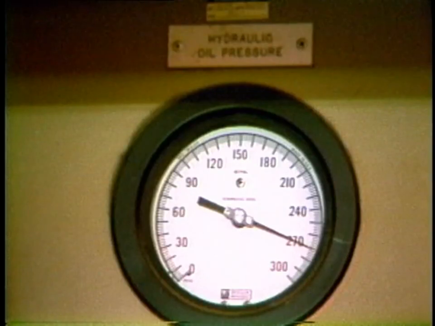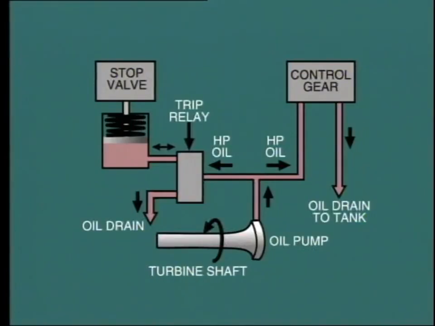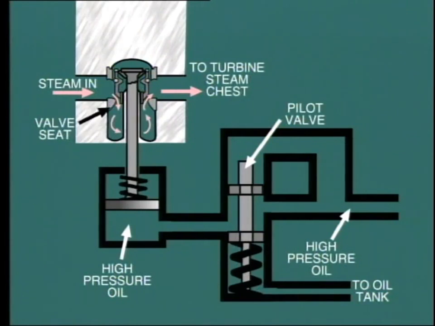All of these different types of governors still require high-pressure hydraulic oil to actuate the power cylinder and consequently provide movement to the turbine control valves. The same hydraulic oil supply is used to operate the turbine stop valve. One common arrangement is shown here. During normal operation, the pilot valve is open and allows high-pressure oil to enter the space below the piston and hold the stop valve open against the compression of this high-powered spring.